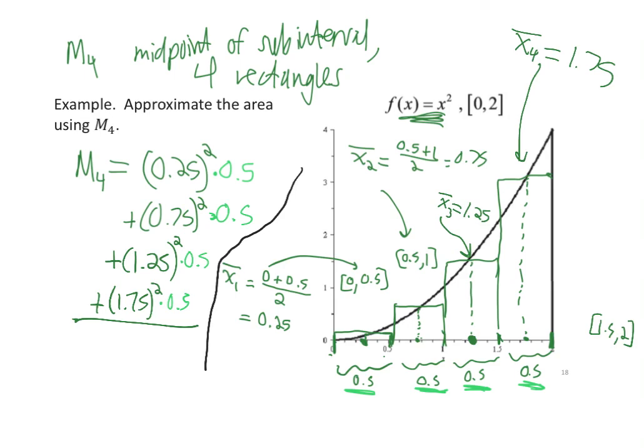Now my calculations might not be perfect. You can let me know. I'm not going to re-record this, but I got 2.90625. And that kind of makes sense because it's between L4, which was 1.75, and R4, which was 3.75.